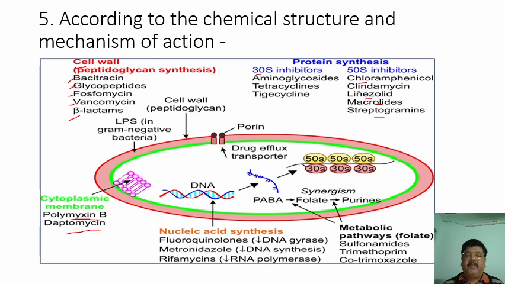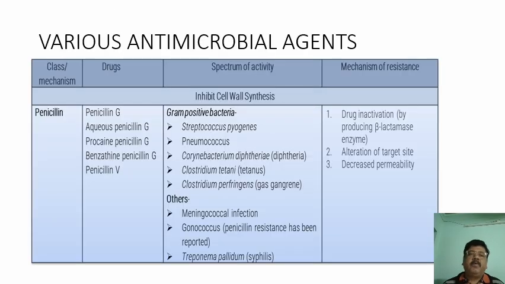Nucleic acid synthesis inhibitors are fluoroquinolones, which suppress the DNA gyrase enzyme, metronidazole, which suppresses DNA synthesis, and rifamycins, which inhibit the RNA polymerase enzyme. Then another group of antibiotics inhibits the metabolic folate pathway: sulfonamides, trimethoprim, and a combination of both, that is cotrimoxazole. Now various antimicrobial agents, the examples are given here, with spectrum of activity and mechanism of resistance.